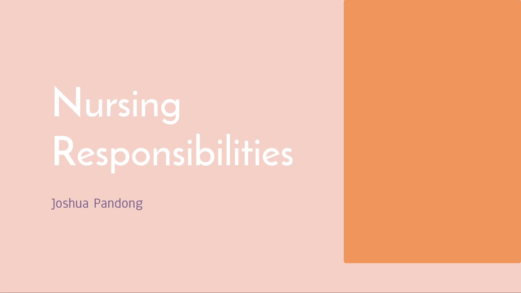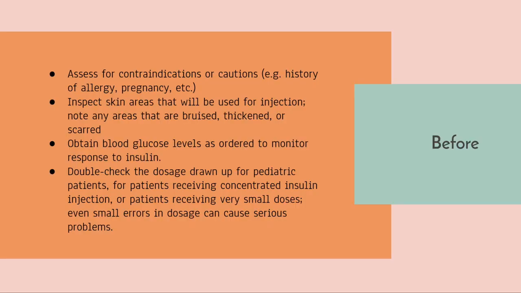Good day everyone, I'm Joshua Pandong and I'll be citing the different nursing responsibilities before, during, and after insulin administration. Before anything else, assess for contraindications or cautions, such as history of allergy, pregnancy, etc. Next, inspect skin areas that will be used for injection. Note any areas that are bruised, thickened, or scarred. Then obtain blood glucose levels as ordered to monitor response to insulin.